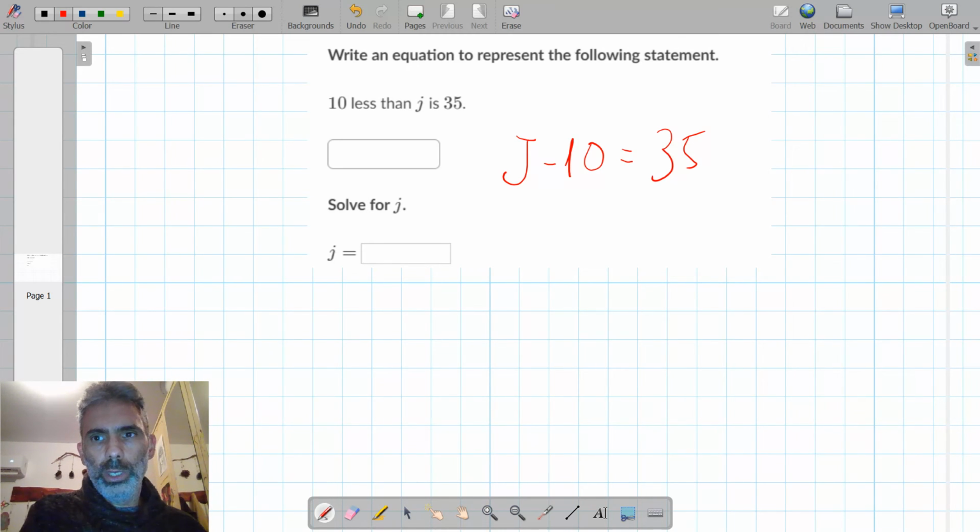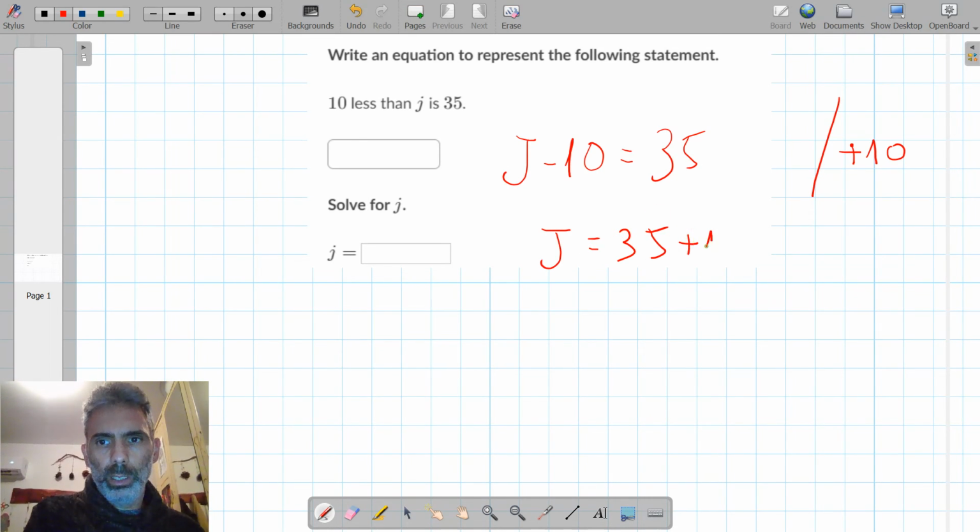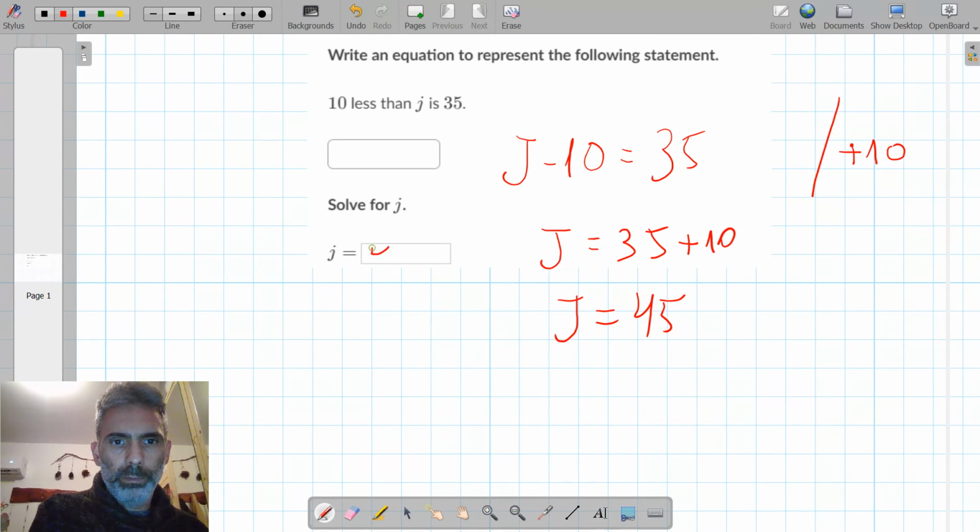And to solve for j, we need to add 10 to both sides of the equation. So on the left-hand side, we are left with j. And on the right-hand side, we need to add 10 to 35, which means j equals 45. Now, if I plug in 45 instead of j, 45 minus 10 is indeed 35. Okay.